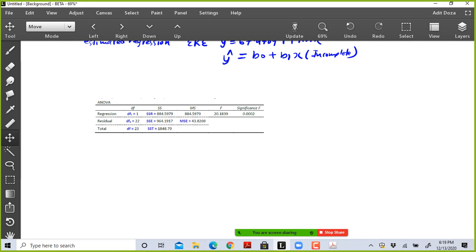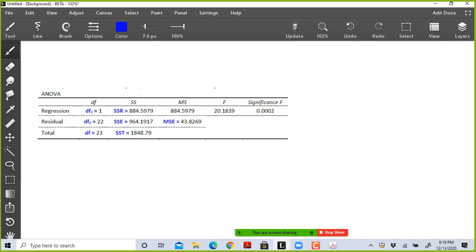So this is important. You need to know SSR, and how you calculate the MSR. Let me magnify this one. This is your MSR, and this is MSE. If I don't give you SSE, let's say it is missing in the exam, you know that SST equals SSR plus SSE. So if you know two of them, you can easily calculate the third. Similarly, for the degrees of freedom, maybe one will be missing, and you can easily calculate the other one.